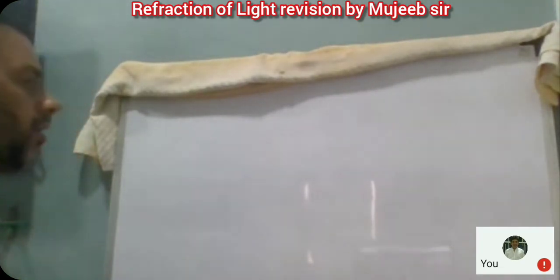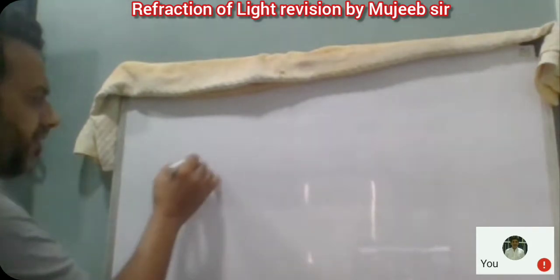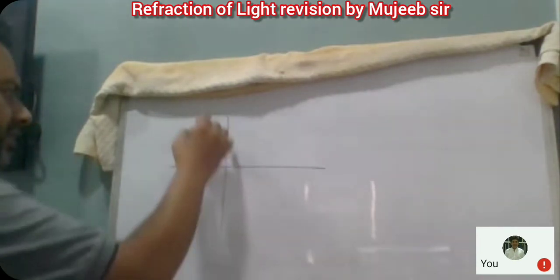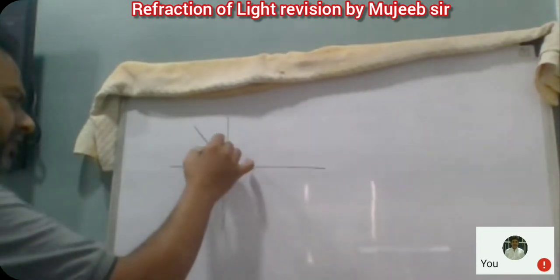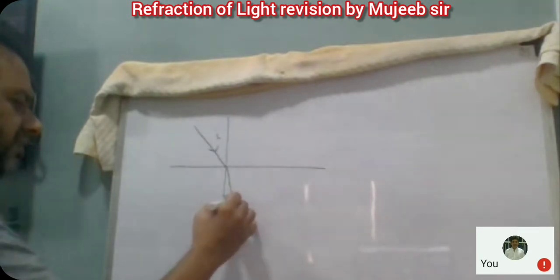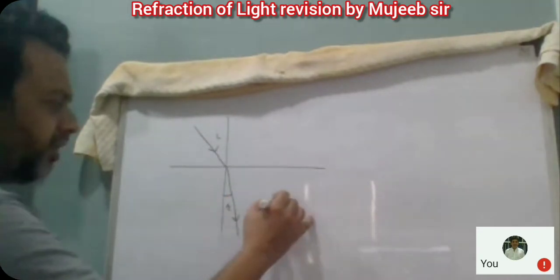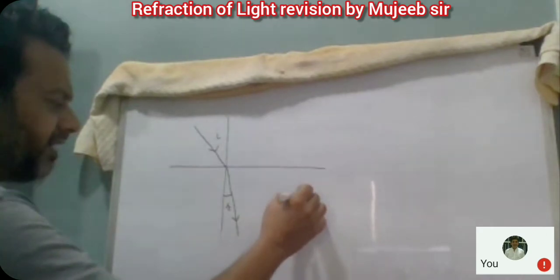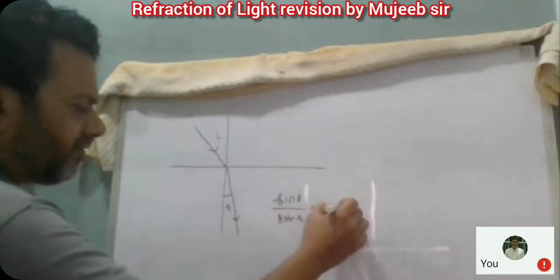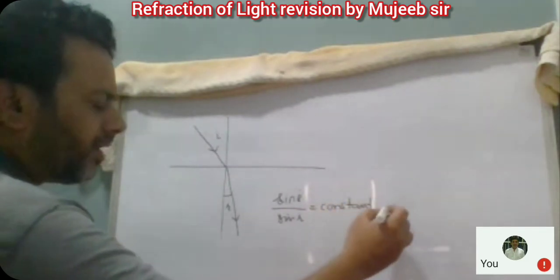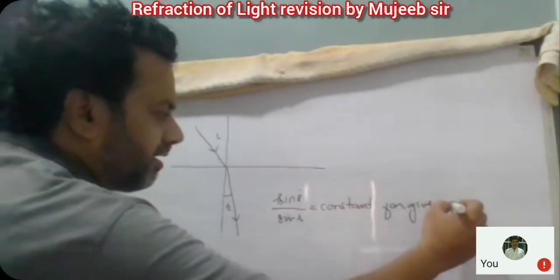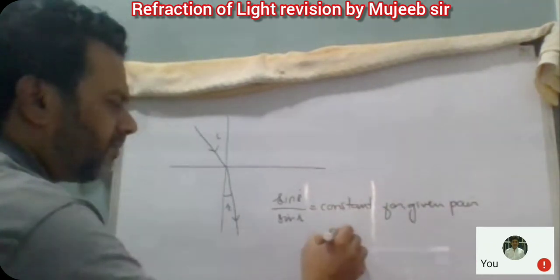Now the second law: if the ray of light is going from one medium to another medium, then if you take the ratio of the sines of the two angles, that is the angle of incidence and the angle of refraction, you will find that sin i divided by sin r is constant for a given pair of media.